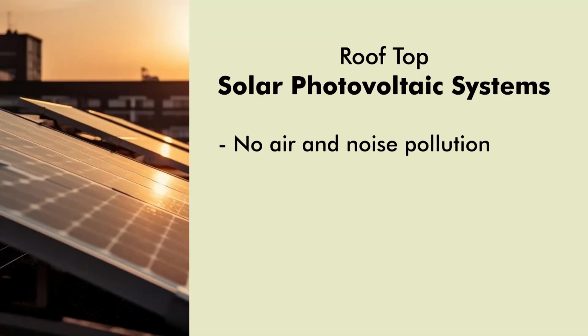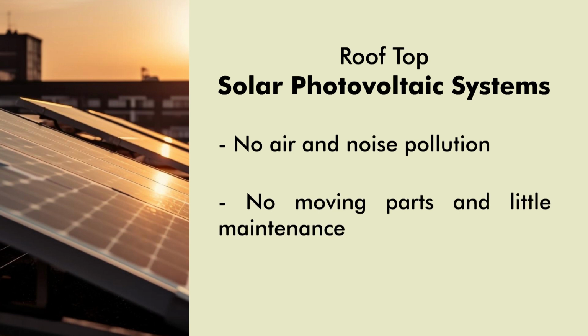The third advantage is no air and no noise pollution. Another advantage of such a system is that there is no moving part and little maintenance is required, because in a solar PV rooftop system no moving parts are required. That means there is no motor and no rotor, nothing is moving. If nothing is moving, there is no noise, so no pollution. Again, an advantage is that a 100 kilowatt peak capacity rooftop solar PV system could save up to 50,000 liter of diesel in a year. So you can imagine how much saving can be done by such a system.